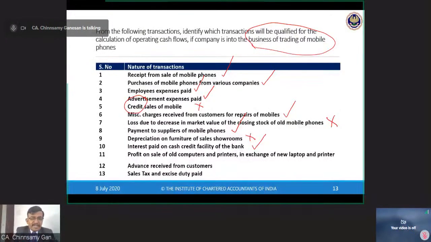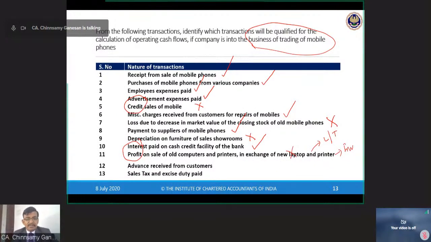In this example, since it says profit on sale, I am assuming that I have exchanged the laptop and printer, but also got some profit. That means some cash inflow also came into consideration. Is the cash inflow relating to operating activity? My business is trading in mobile phones. There is no question of trading in computers and printers. To that extent, this is relating to a long-term asset, right? A long-term asset when purchased is an investing activity. When the long-term assets have been sold, the sale proceeds are inflows from a long-term asset. That is part of your investing activity and not part of your operating activity.